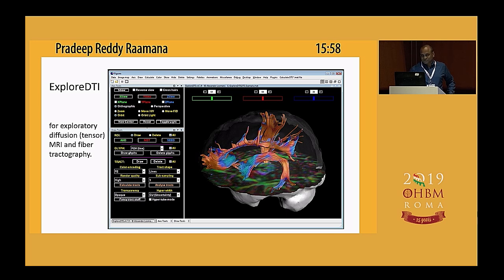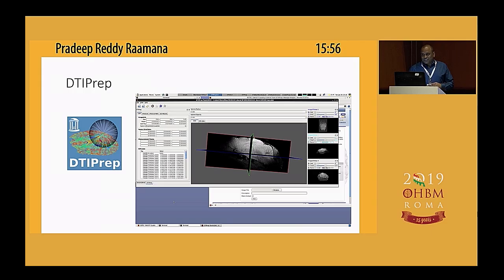Another tool in this space is DTIPrep, which takes a very similar approach to QC, like EddyQC and ExploreDTI. It's an open source tool.